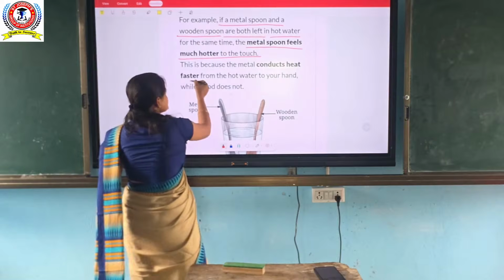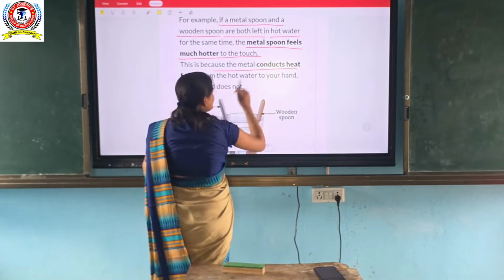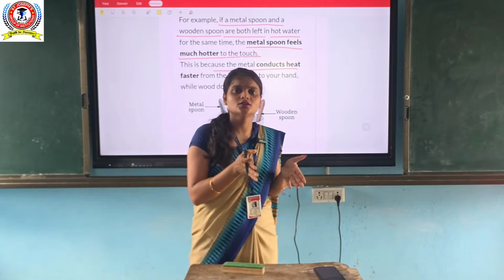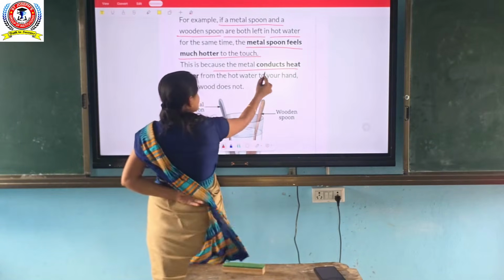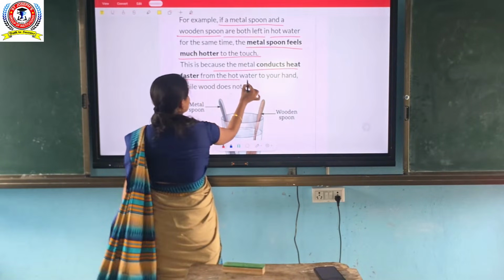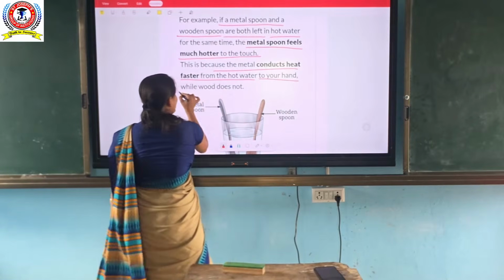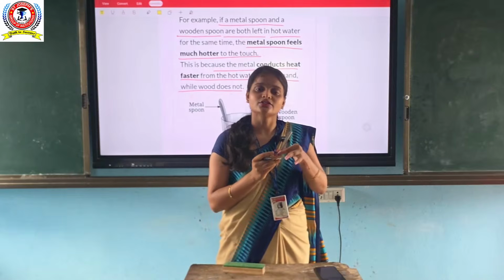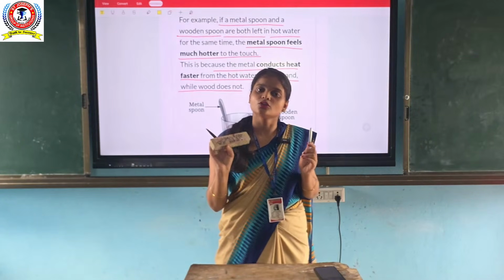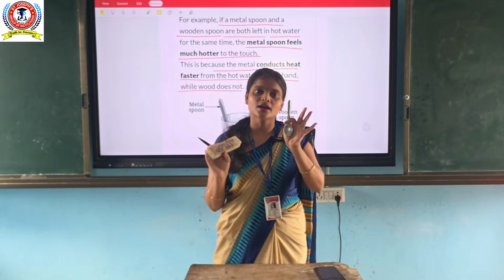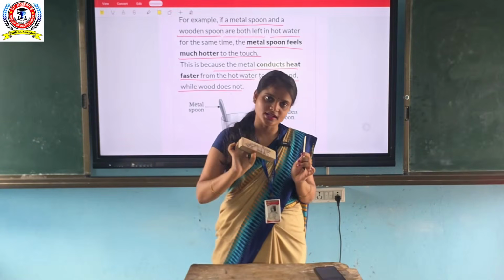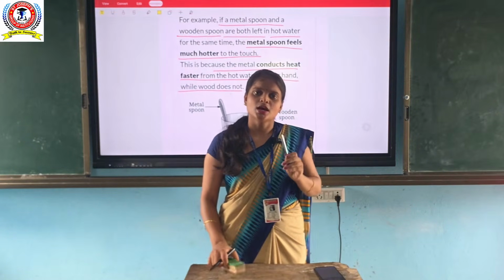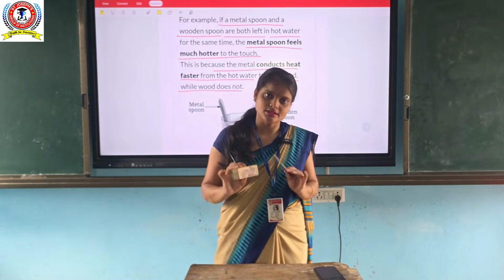Okay, this is because the metal is what? We know that metal is a good conductor of heat. So metal conducts heat faster from the hot water to your hand while wood does not. The heat that can transfer quickly into the metal spoon cannot transfer that quickly in wood. Okay, because metal is a good conductor of heat, wood is a bad conductor of heat. Is it clear?